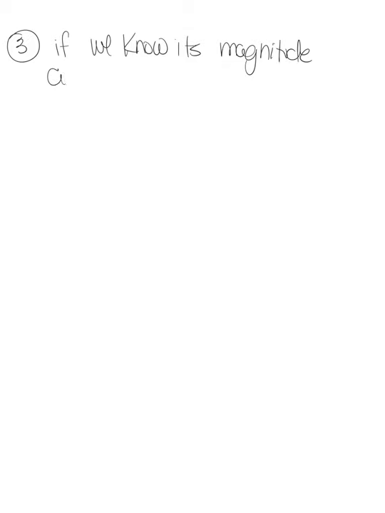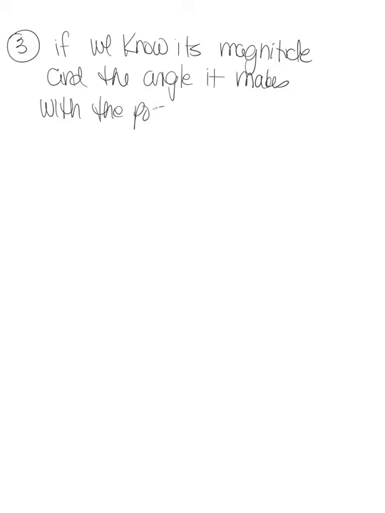Okay, and we have one more way to write a vector. The third way to write a vector is if we know its magnitude and the angle it makes with the positive x-axis. And the reason for this is as follows.